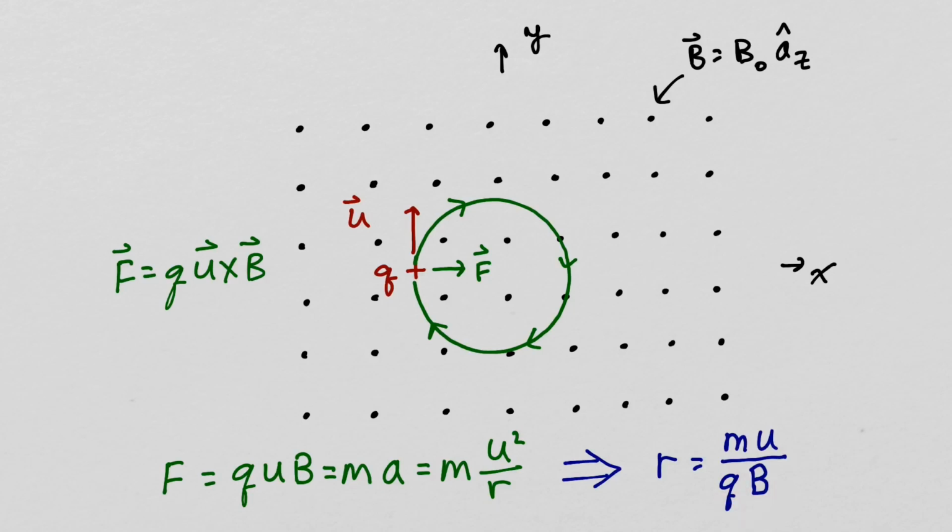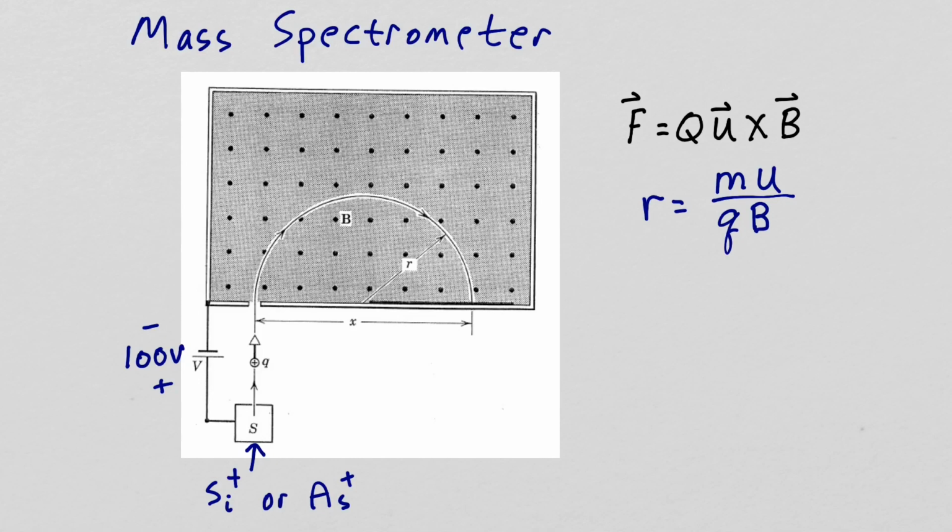This observation of our charged particle moving in a circle is an experimental verification of this fundamental equation. This is also the basis for mass spectrometry. Let's say we want to identify whether we have silicon or arsenic.